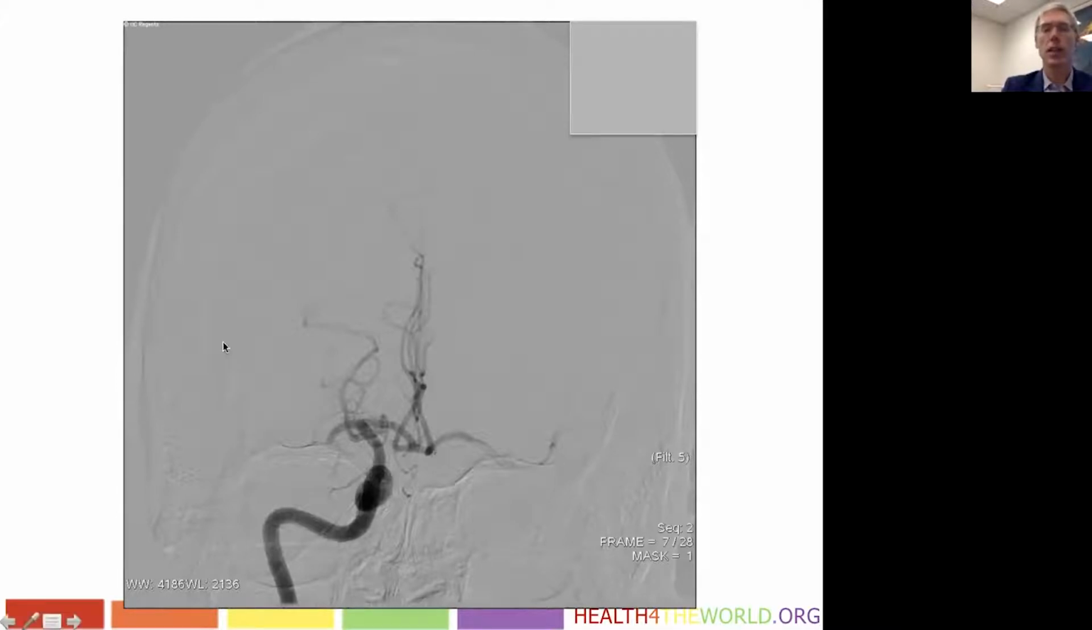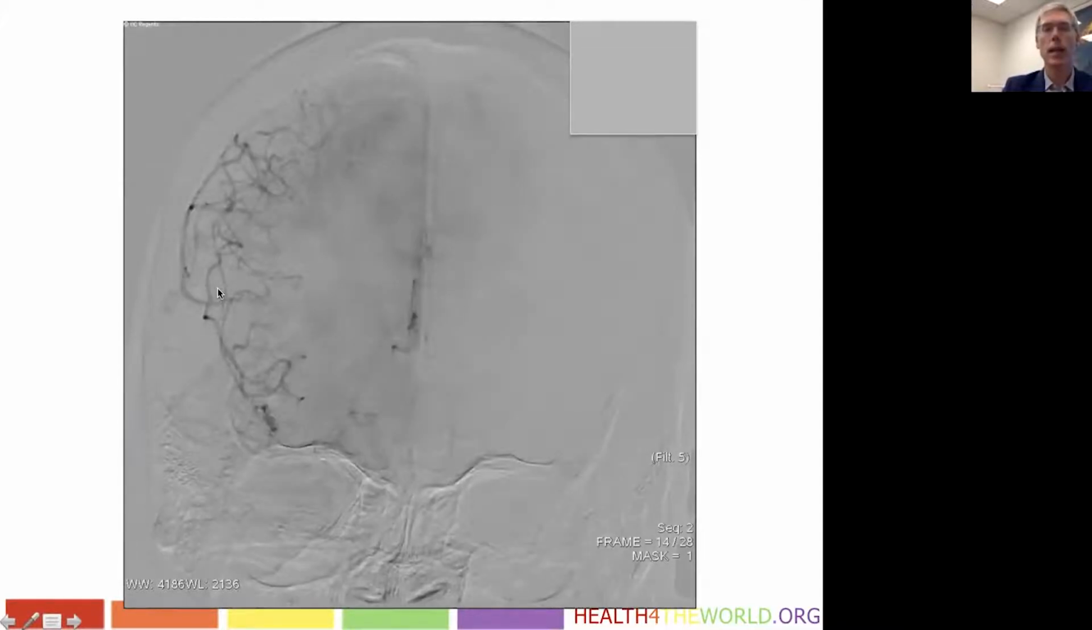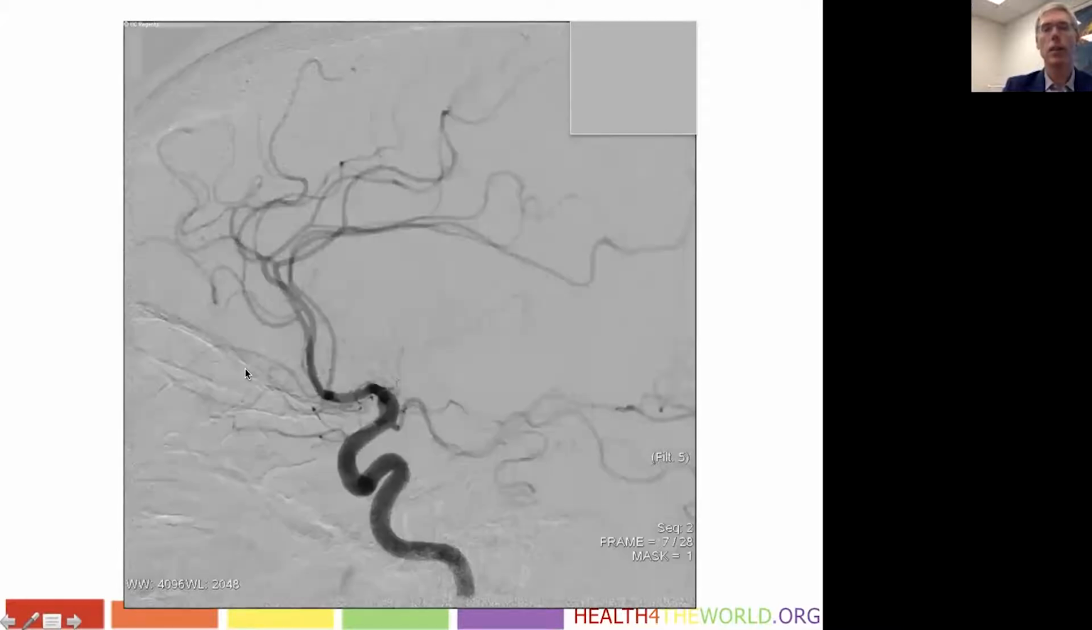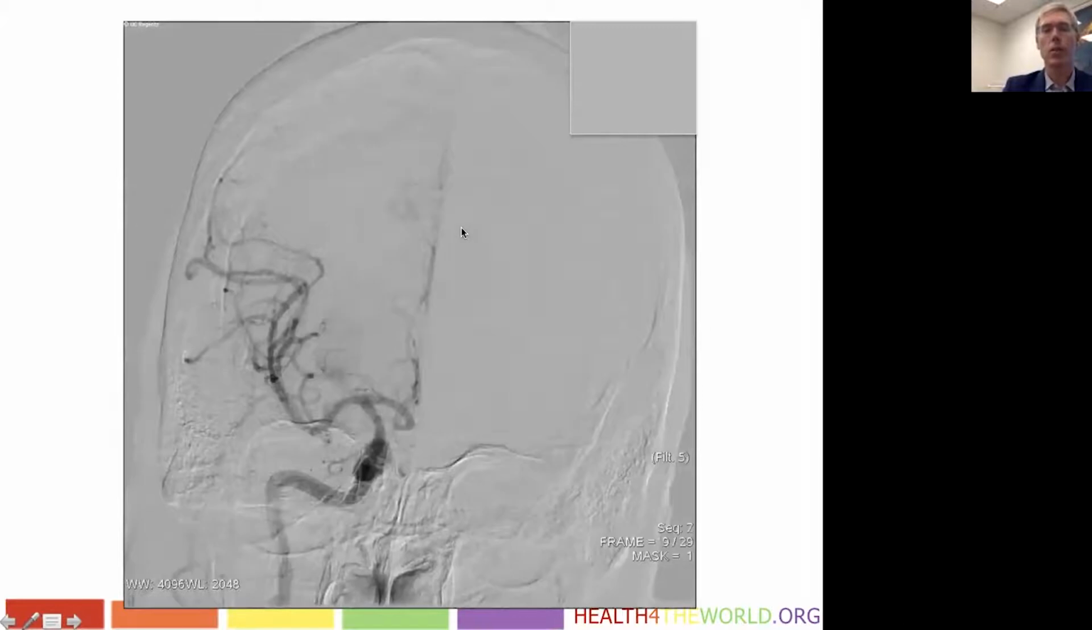So this patient has an occlusion of the right middle cerebral artery. Here are the collateral vessels coming around from the ACA that are backfilling the middle cerebral territory. This is the lateral projection, and this is what we did in terms of recanalizing the vessel with what we now use, our stent retrievers, and I'll show you some of those in just a second.